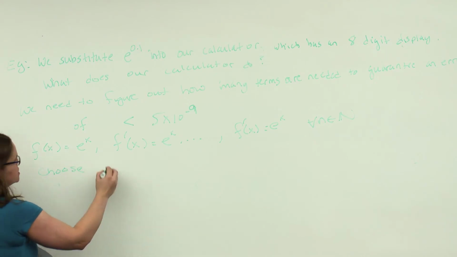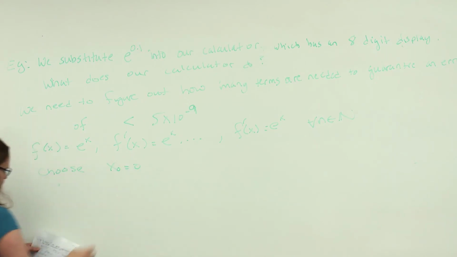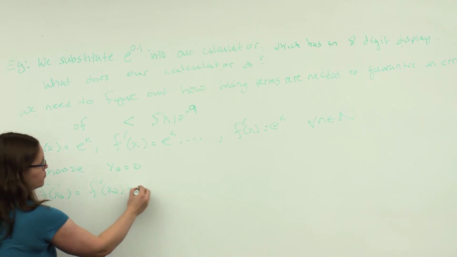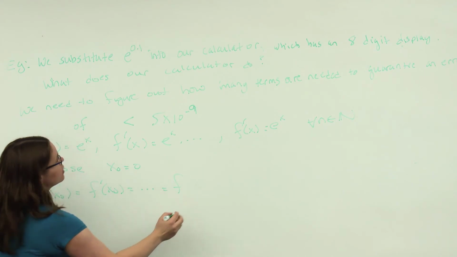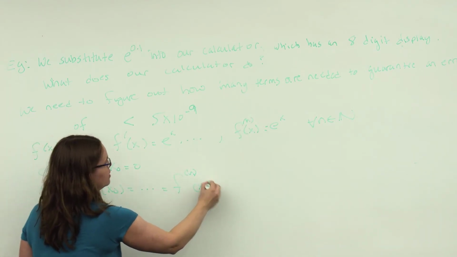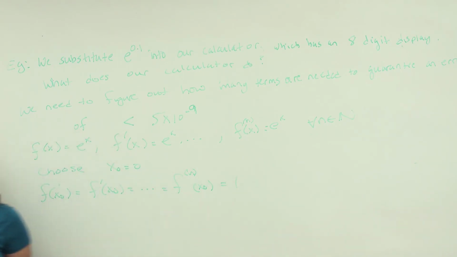So let's choose x naught equal to 0. All right, and that means all of these terms, f nth derivative of x naught, are all equal to 1. I can do those exactly. If we're using a Taylor approximation, we're rooting ourselves around some point x naught, and it should be a point where we can easily figure out what's going on.